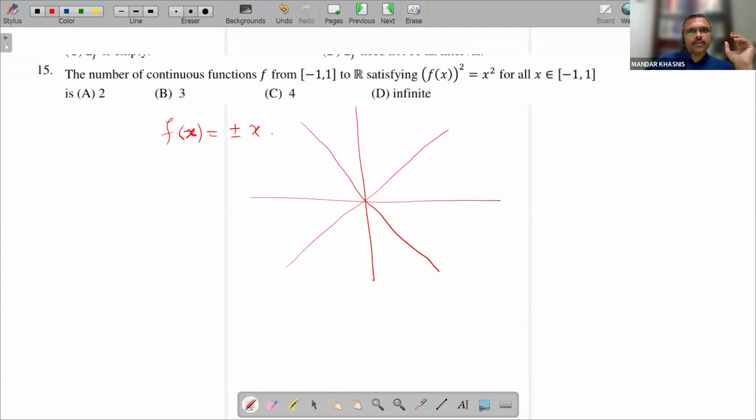But I have one more like this. This is okay. But why not one side this and the other side this? Or why not one side this and the other side this? This is also possible, isn't it? Still, it will satisfy the condition. So 4 is the answer. Infinite is again not possible because you want continuity. So check that out. And the answer is 4.